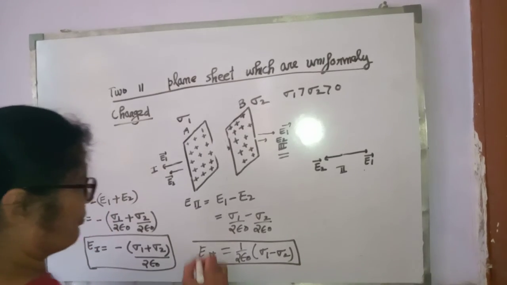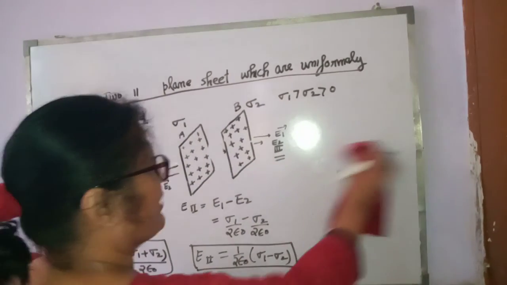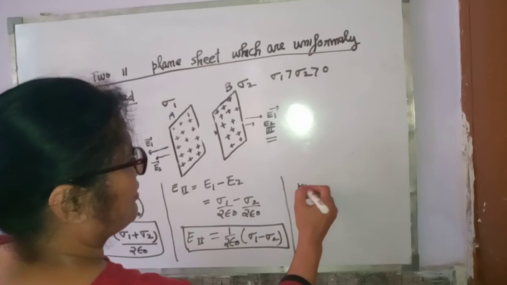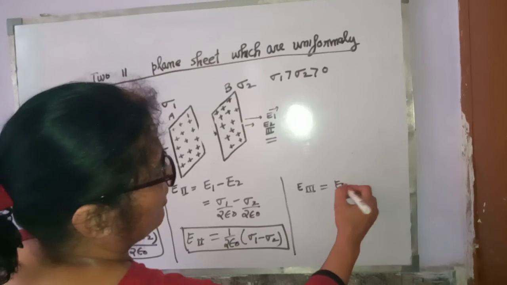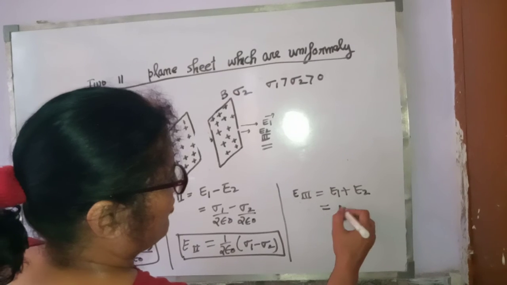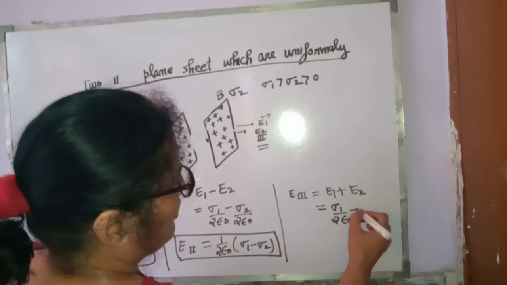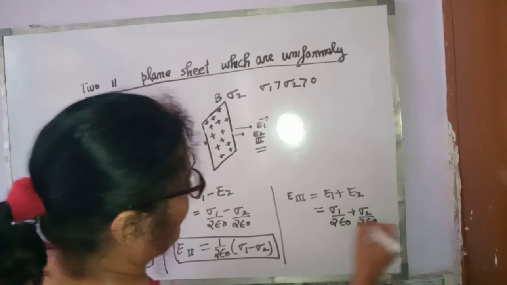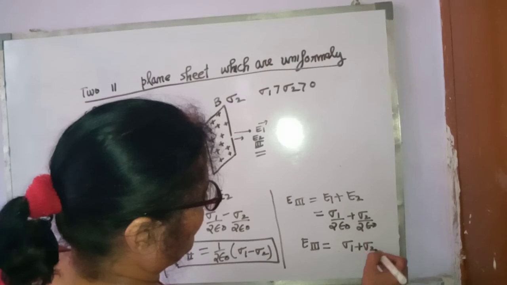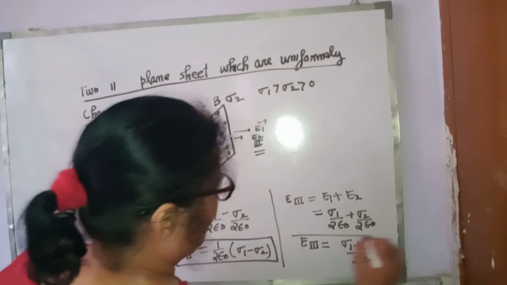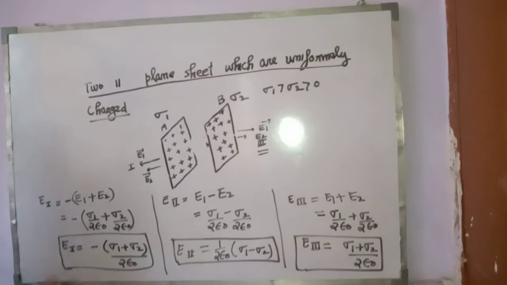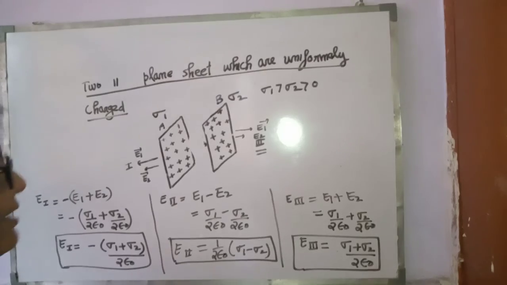And what about the third region? Here both are in the same direction, on the right side. What is the value of E third? It is equal to E1 plus E2, because in the right direction both vectors are taken to be positive. That is sigma 1 upon twice epsilon naught plus sigma 2 upon twice epsilon naught. The value of E third comes out to be sigma 1 plus sigma 2 upon twice epsilon naught. These are the values of the electric field in the first, second and third regions respectively.